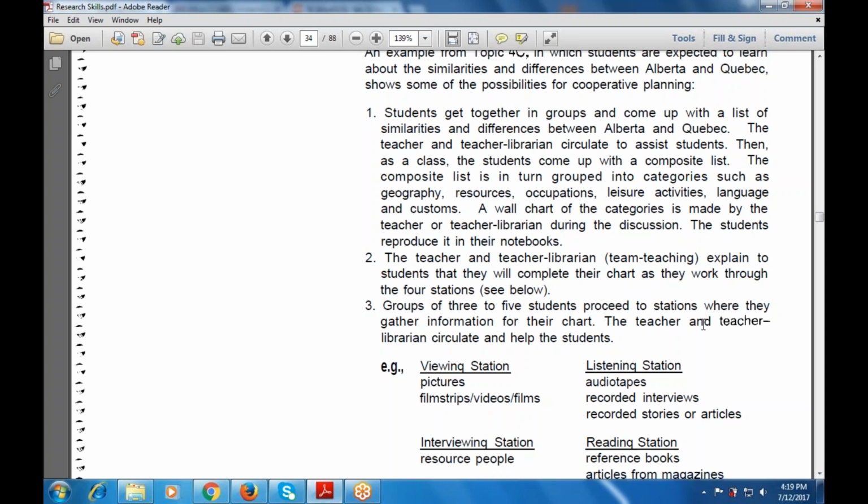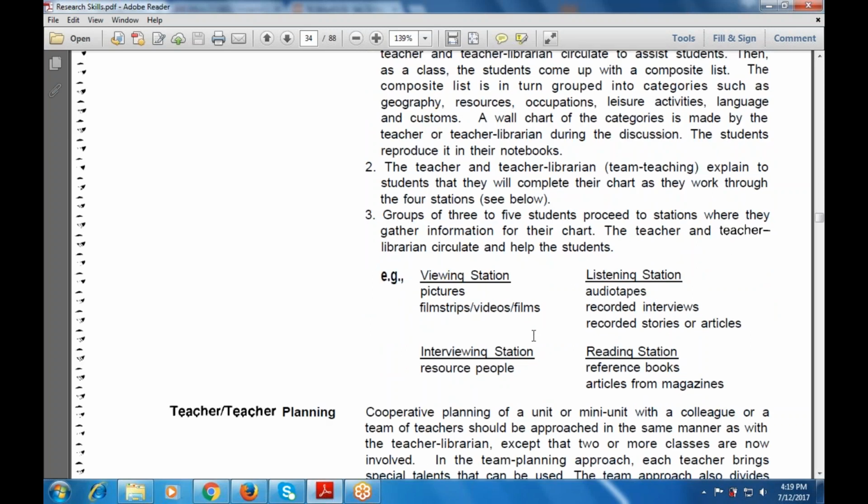An example is the viewing station, which includes pictures, film strips and video films. Then the listening station has audio tapes, recorded interviews, and recorded stories or articles. Then the interviewing station includes resource people, and the reading station includes reference books and articles from magazines. This is in the curriculum planning.